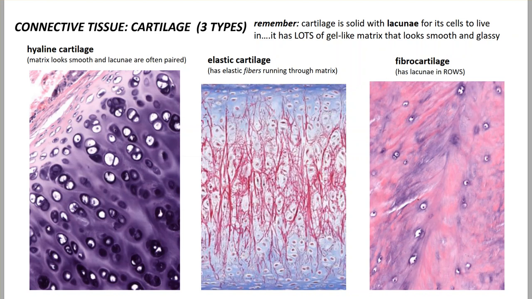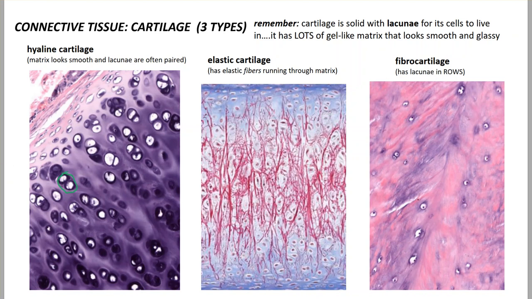You've all seen cartilage. You've bitten into it if you're not a vegetarian. Occasionally, it's kind of hard and crunchy. So it has to have those lacunae inside of it for the cells to live in, because they can't live literally in the solid matrix. They have to carve out a little cavity for themselves. And so here we see the lovely little lacunae. So here's a little set of lacunae.